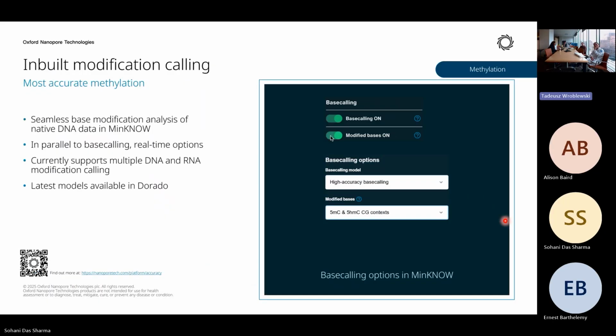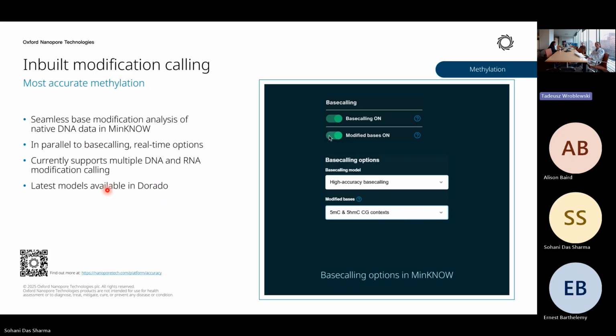For modification calling, there is a modification calling button whenever you want to do methylation. We just need to click this so that the modification calling is on. Then we select here what type of modification we want to call, or in what context we want to call. There are options based on our requirement, and we need to select that.